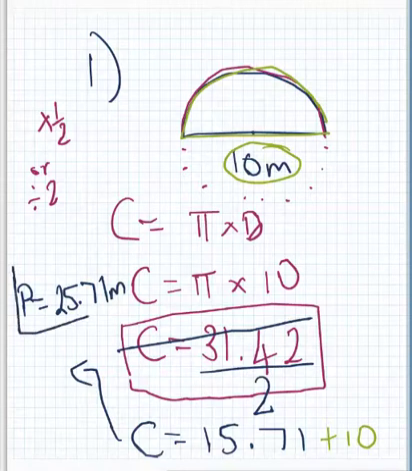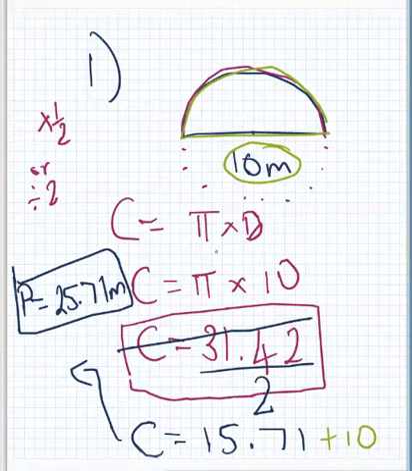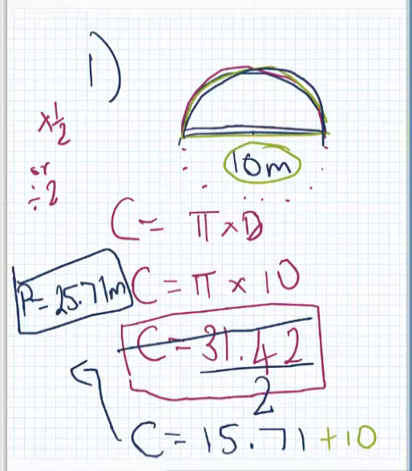And that's it. So it's actually really easy. You just use the same formula. In this case, we had to halve it to get the curved part here and add on the diameter.